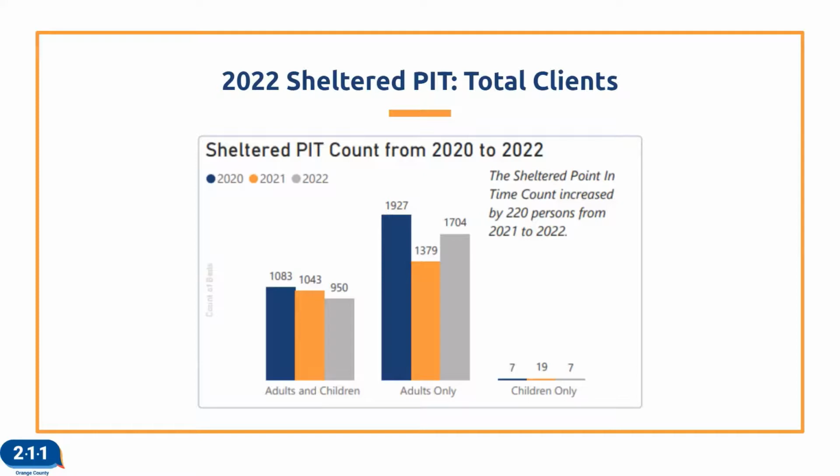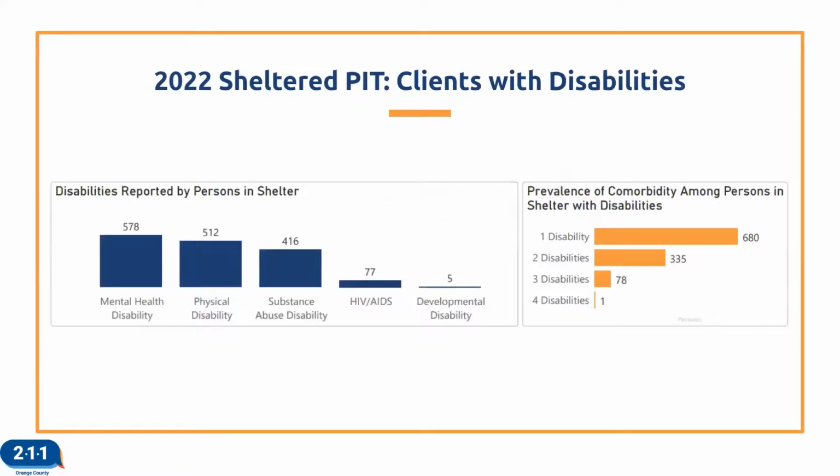Also, the overall point-in-time count for sheltered clients is 2,661. All right, and that was an increase of 220 since last year. Next slide, please.